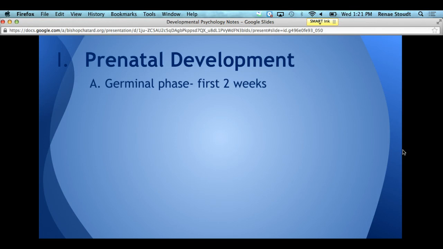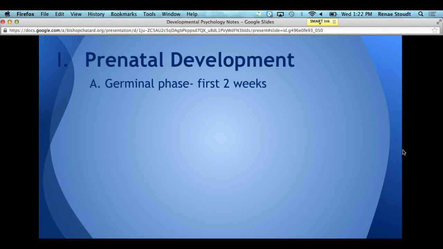All right. So, prenatal development has basically 3 stages. Okay. So, you have, starting with the germinal phase. The germinal phase is the first 2 weeks. First 2 weeks of life.